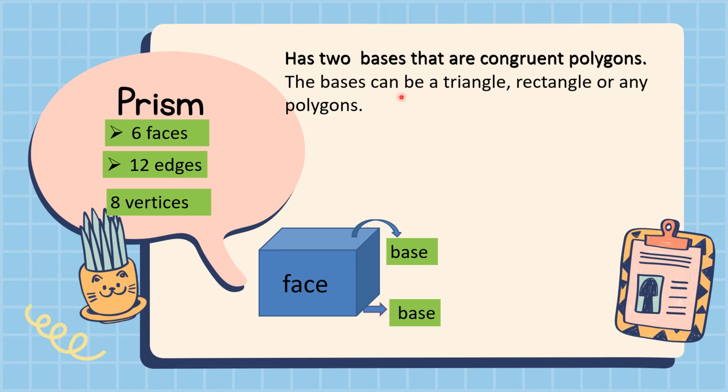Now, the bases can be a triangle, rectangle, or any polygon. So, not necessarily that a prism has only a rectangular base. It can be a triangle and it's called a triangular prism. If the base is a rectangle, that is a rectangular prism, or any other polygon. So, it means that they are named based on the kind of base that they have. So this is a rectangular prism.